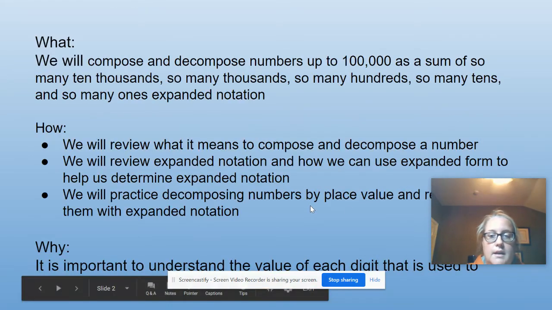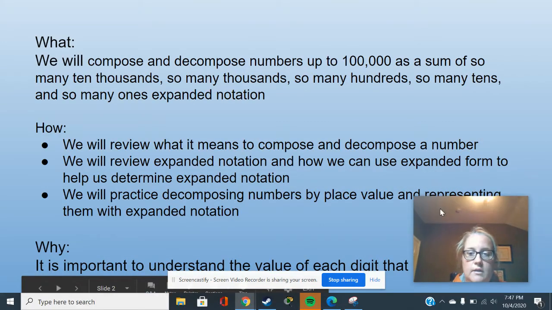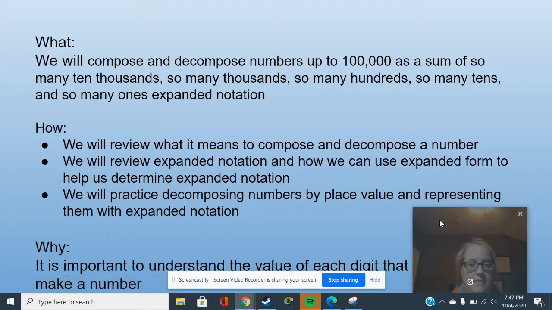So here is what we are going to do today. And I know it looks like a lot, it's really not that bad. So what are we going to do? We are going to compose and decompose numbers up to 100,000 as a sum of so many 10,000s, so many thousands, so many hundreds, so many tens, and so many ones using expanded notation. We're going to talk about that word in a minute.